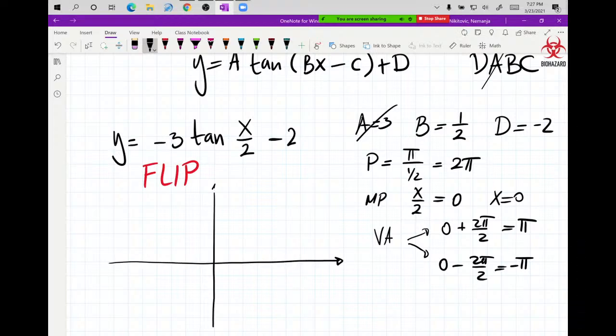All right, so now let's see what this graph looks like. I know that there are 2 asymptotes at negative pi and positive pi.